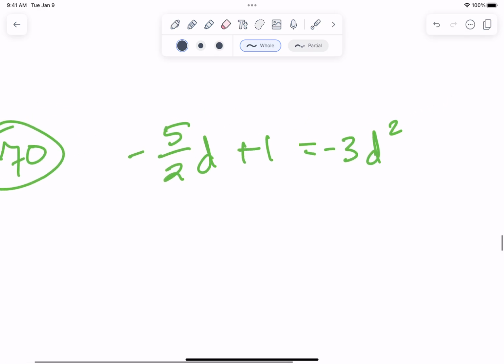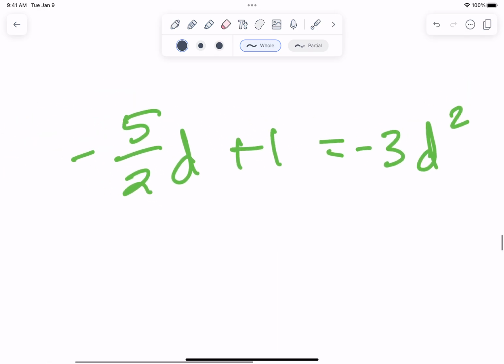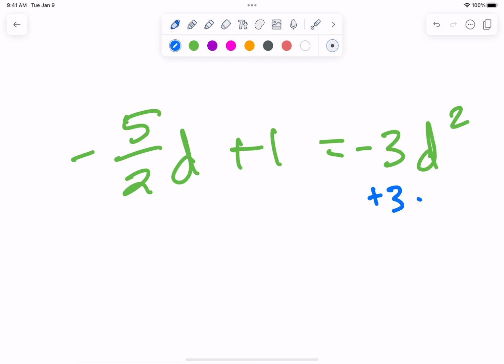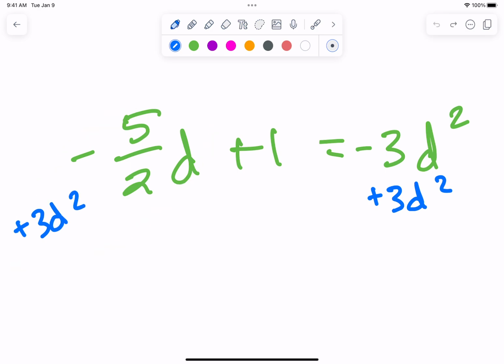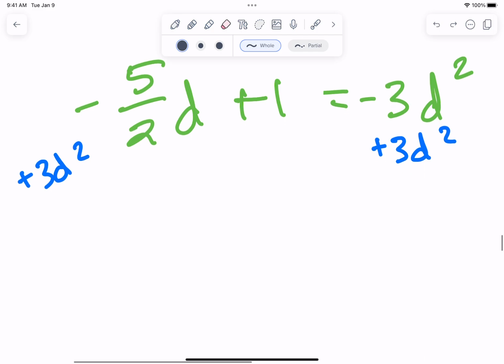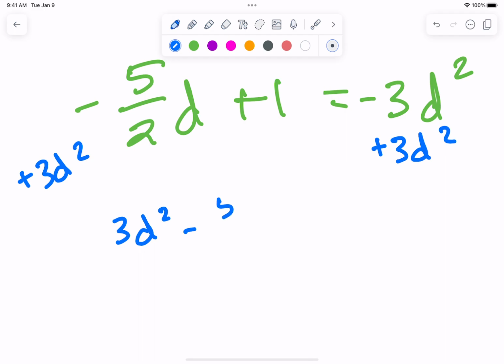All right. If you did this problem, what did you do first? Well, that one, I added the 3D. Perfect. Add the 3D over. I like that. 3D squared plus 3D squared. You cannot combine these two because one of them is a D and one's a D squared, so that's bad. Then we've got 3D squared minus 5 over 2D plus 1 equals 0.